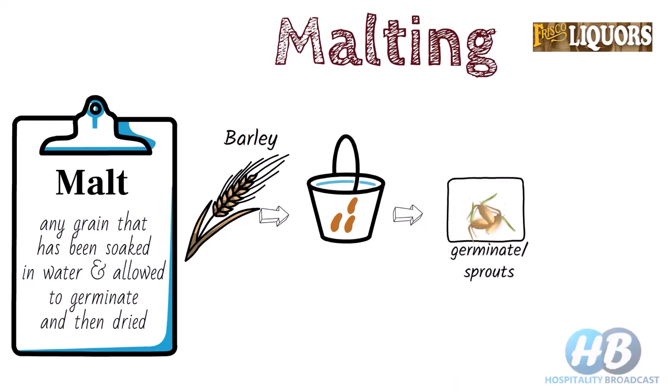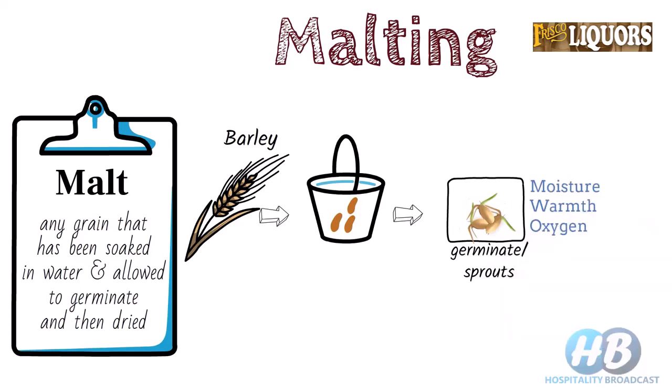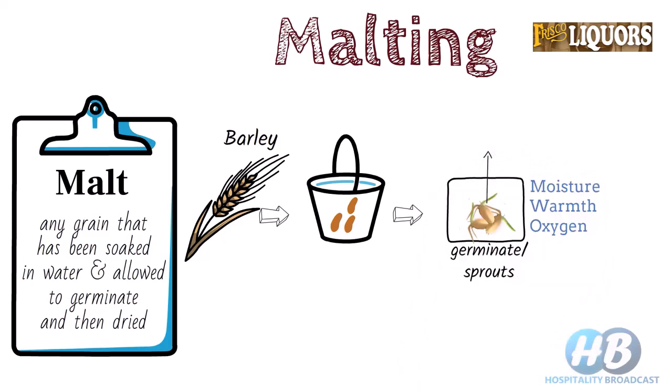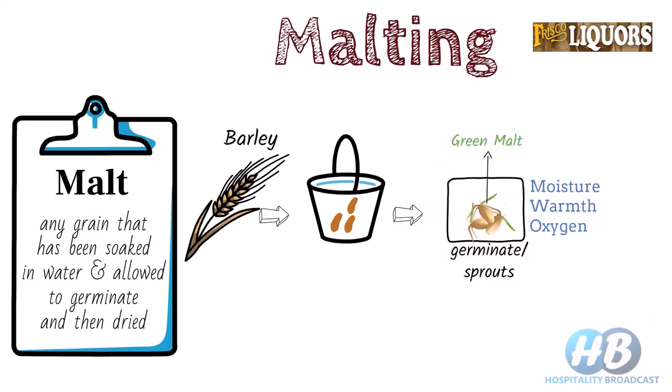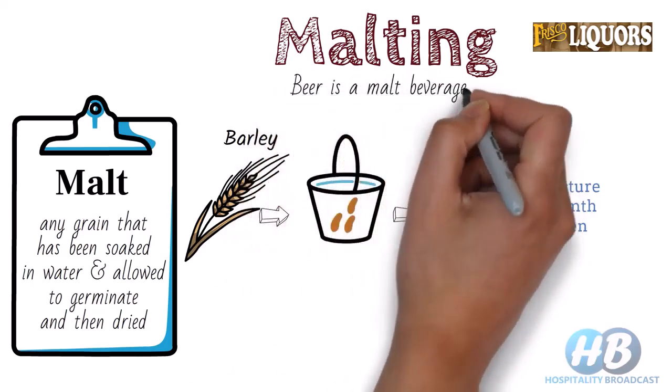For germination, moisture, warmth and oxygen are necessary to grow these kinds of shoots and rootlets. These germinated green cereals are called green malt. So beer is made from malted grains, so it is also called a malted beverage.